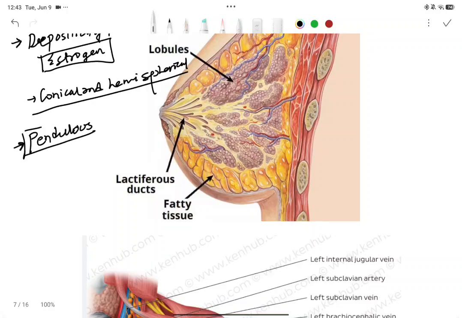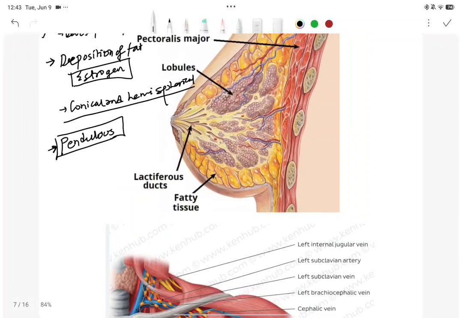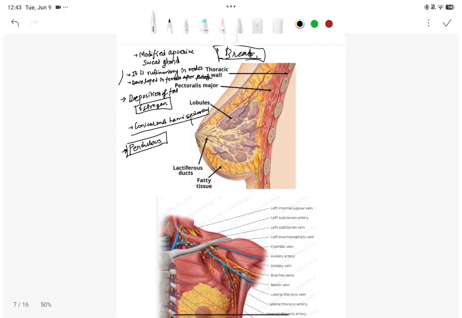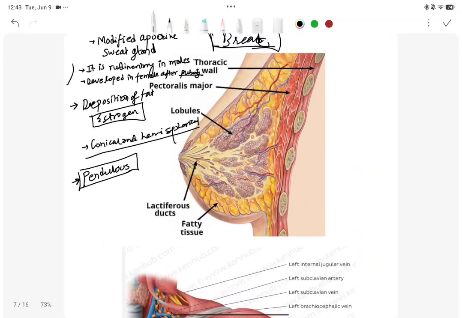Pendulous means swinging type. So this is a pendulous breast in the later stages of life. Before this, let's not go into lymph nodes; first let's talk about the breast itself.